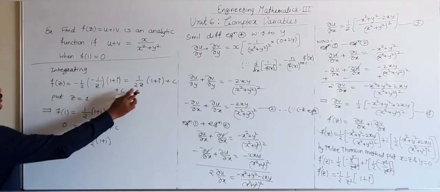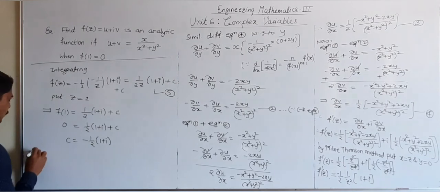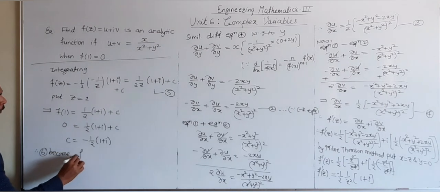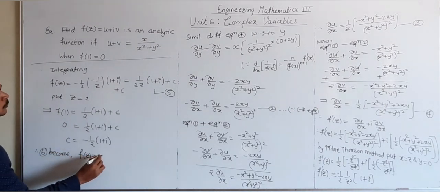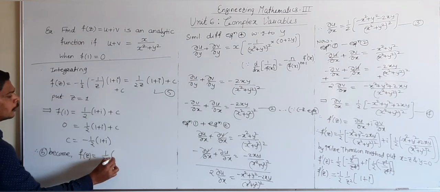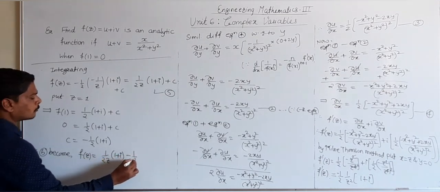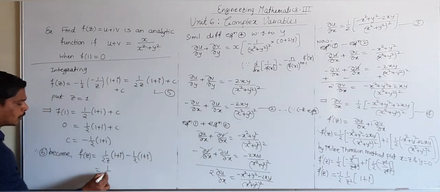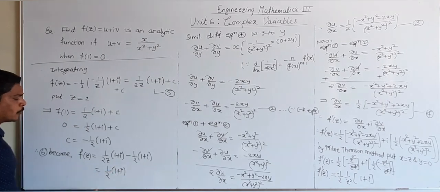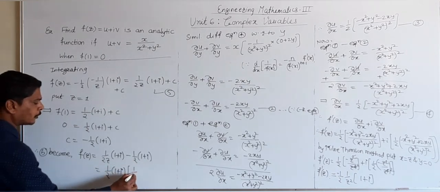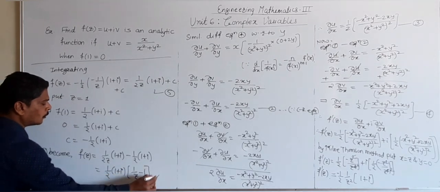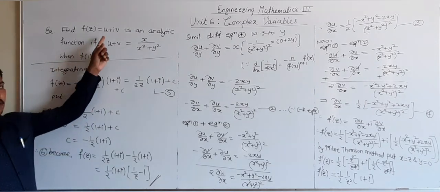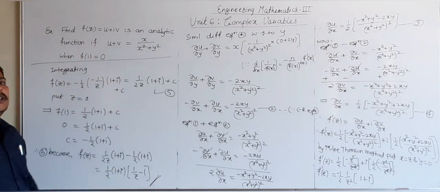Put this value in our equation number 5. Therefore 5 becomes f(z) = 1/(2z) × (1 + i) - 1/2 × (1 + i). So this is equal to 1/2 × (1 + i). Take it common from both of these, and the remaining function is 1/z - 1. So this is our final answer. So in that way very easily we can find our analytic function f(z) in terms of z.